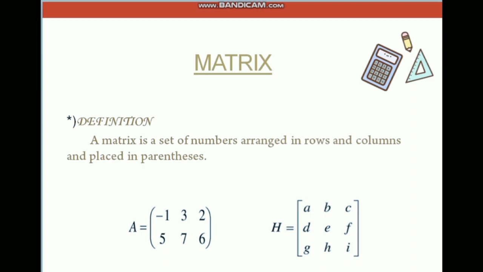In this video, I will explain the material about matrix. Definition: a matrix is a set of numbers arranged in rows and columns and placed in parentheses. Well, these brackets can be ordinary brackets or square brackets. A matrix is named with capital letters such as A, B, C, and so on.